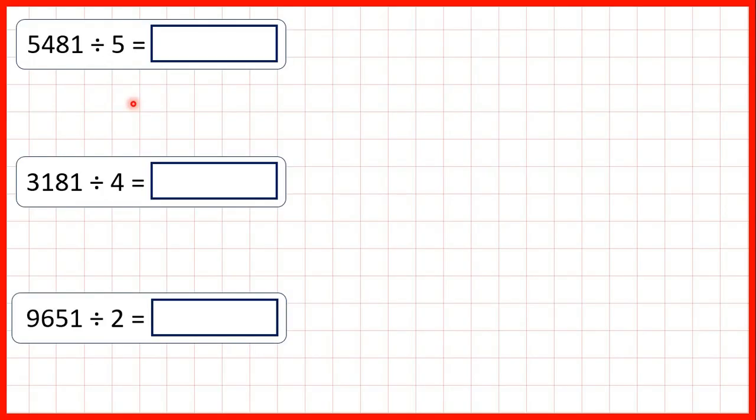Now we're going to divide using short division and write our remainder as a decimal. So first we have 5,481 divided by 5. So we can see that we're going to get a remainder because all multiples of 5 end in a 0 or a 5. So 5 divided by 5 is 1 with no remainder.